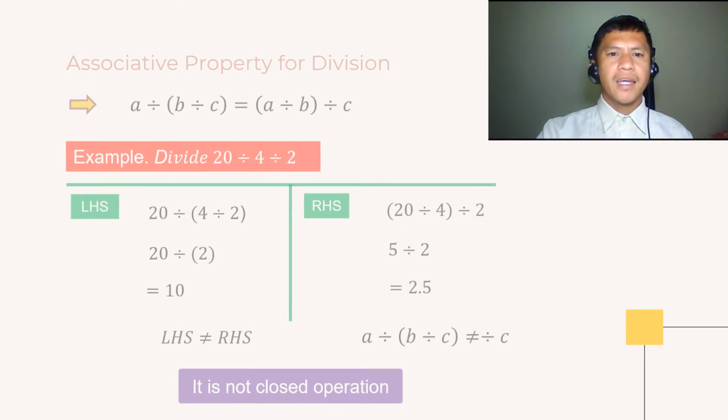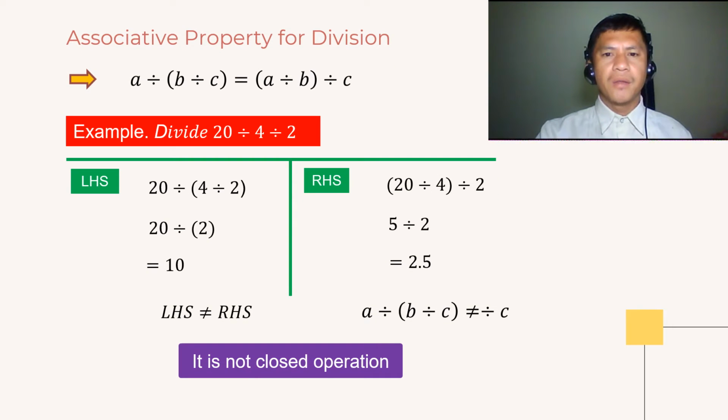Let's verify associative property for division. When dividing any three integers, the grouping of the numbers does not affect the quotient. So let's take a look at an example. Divide 20 by 4 by 2. Using the left-hand side solution, we divide the last two numbers. 4 divided by 2, so we have 2. Then 20 divided by 2, 10. So that is the solution for the left-hand quantity.